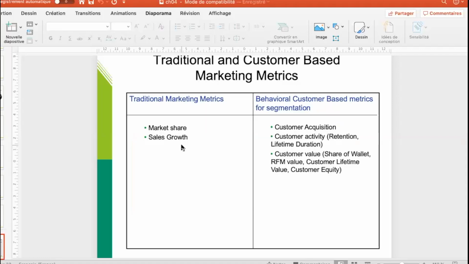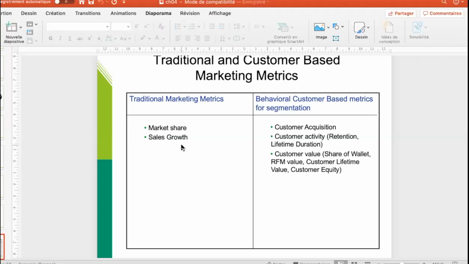This brings me to a comparison between traditional and customer-based marketing metrics. The traditional marketing metrics are aggregated measures such as market shares and sales, for example, sales in volume or in value. Market shares are measured on the aggregate level, which means that we take into account the sales of a brand compared to the sales of all other brands.